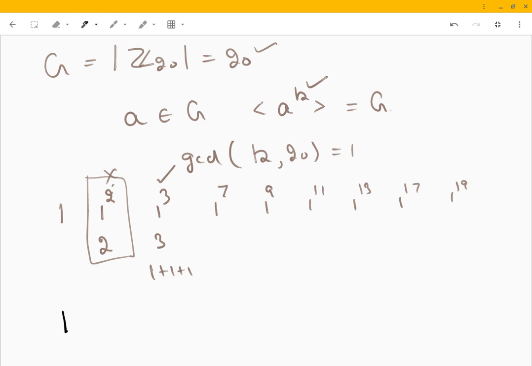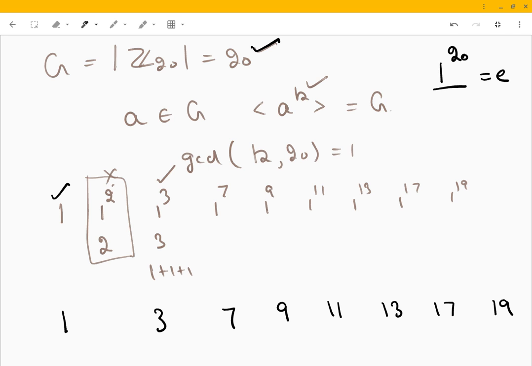Yeah, we get 1, 3, 7, 9, 11, 13, 17, and 19. Okay. And because these all are co-prime to this, it means, okay, it will be a lengthy video, but I need to explain this. See, 1 to the power 20 is the identity element, 0, right? This will be 20, and 20 mod 20 is 0.